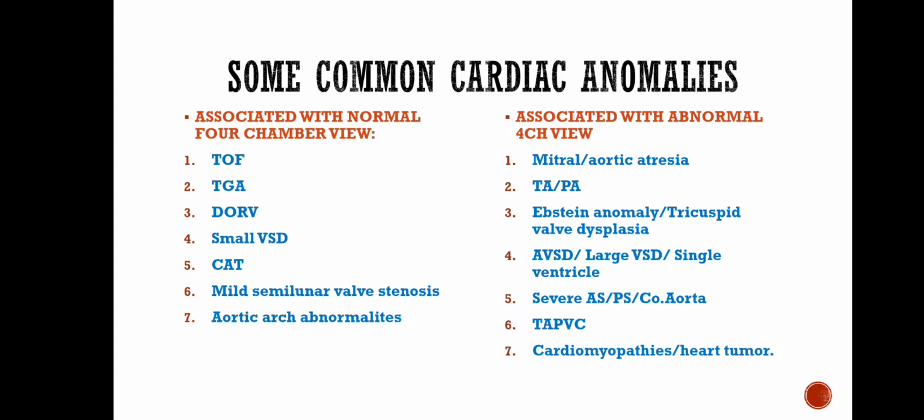Associated with abnormal 4-chamber views, there is mitral or aortic atresia, tricuspid atresia, pulmonary atresia, Ebstein anomaly, tricuspid valve dysplasia, atrioventricular septal defect, large VSD, single ventricle, severe aortic stenosis, pulmonary stenosis, coarctation of aorta, total anomalous pulmonary venous connection, cardiomyopathies, heart tumors.